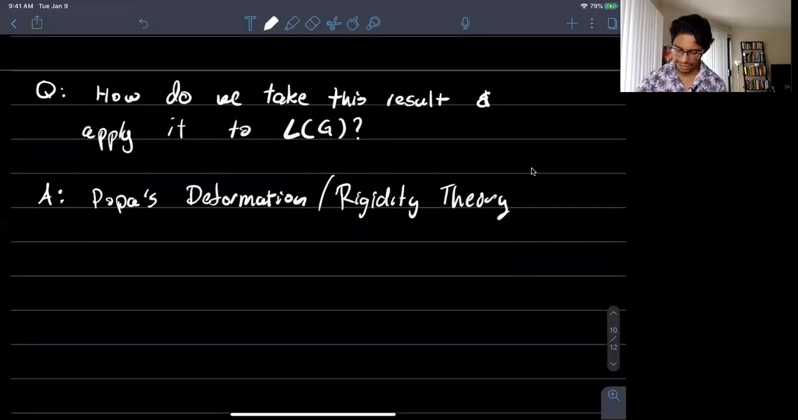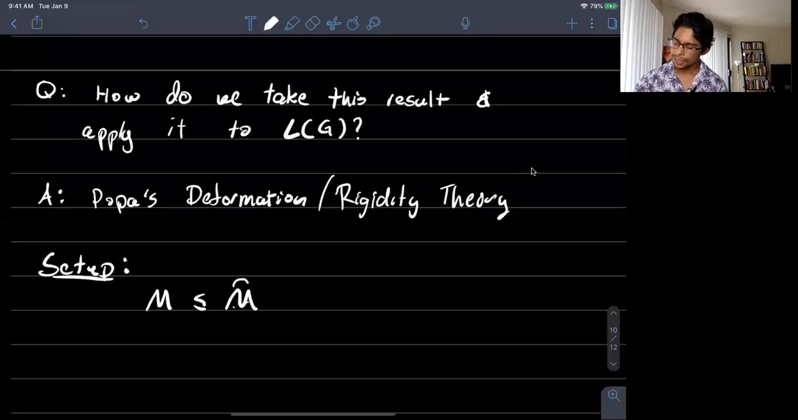So what is this framework? How does it all behave? Here's our general setup for Popa's deformation rigidity theory. We're starting with a von Neumann algebra. And here's where the art comes in. There's a larger algebra that you're going to be working in, which I call M tilde. But I'm going to put a question mark, because there's no prescribed way to get at this larger algebra to always get unique results. As I mentioned, it's a case-by-case kind of thing.